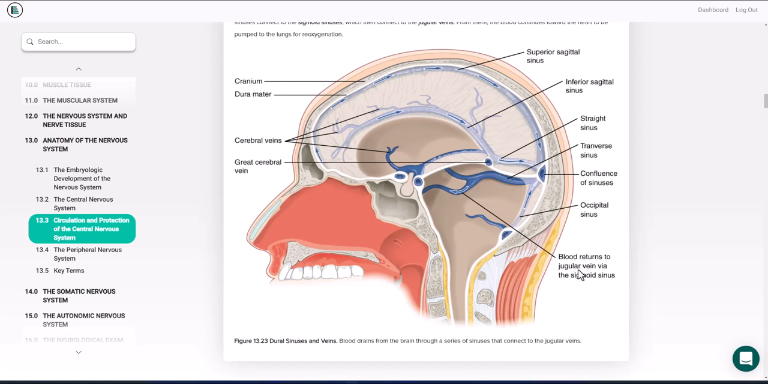And again, when we get to the arteries and veins, we'll look a little bit more detailed at this, but not a lot. At this point, just know that the carotid arteries bring the blood up. The jugular veins bring the blood down. There are also vertebral veins that will do a similar work.